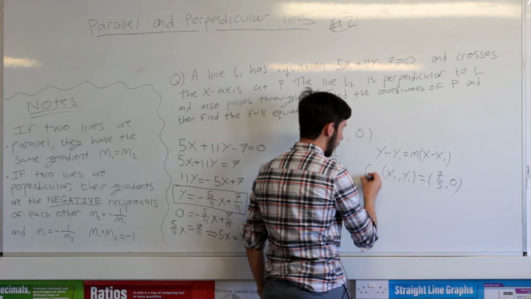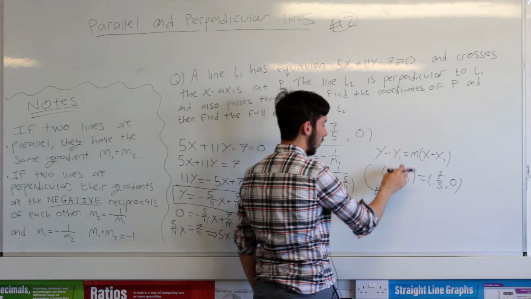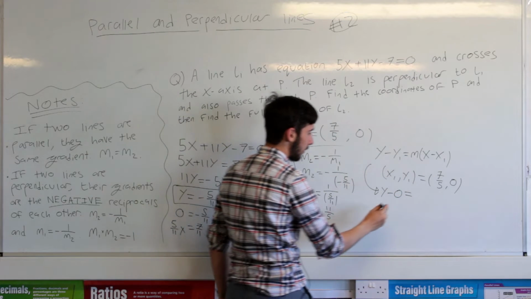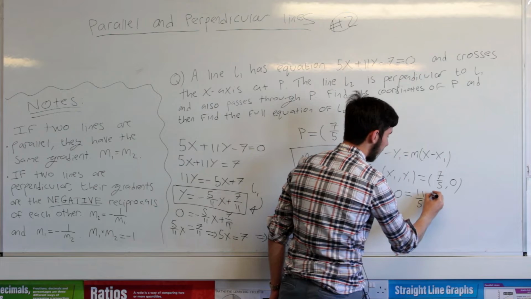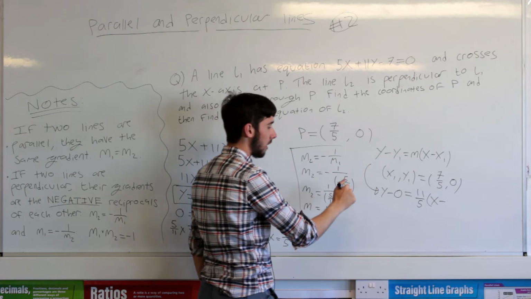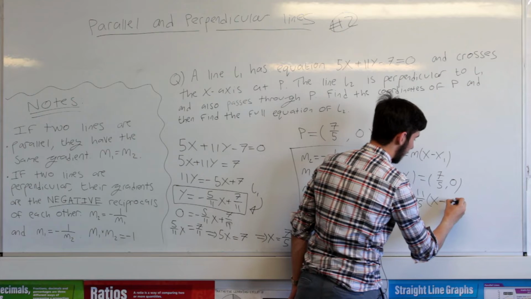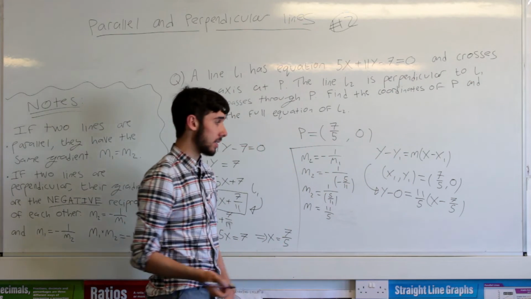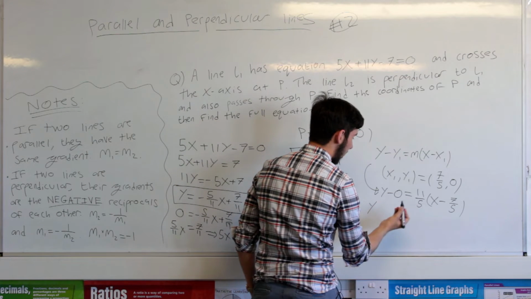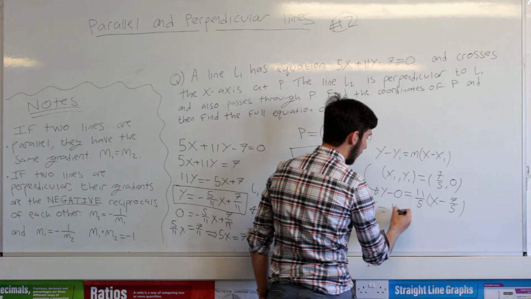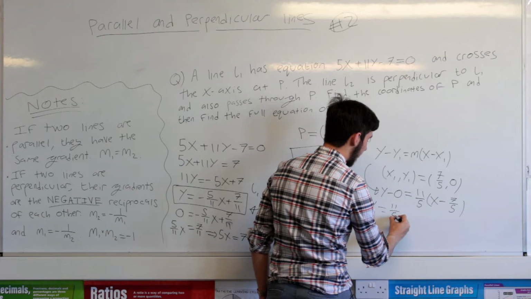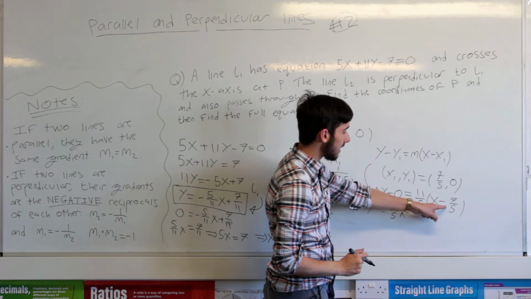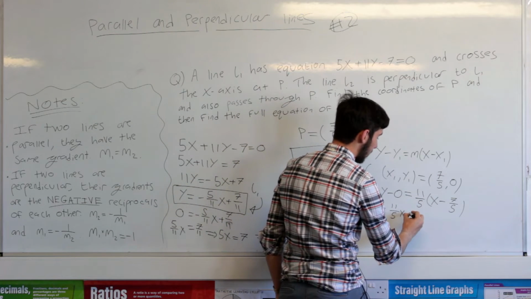So guys, just using this formula, y1 is 0, so y minus 0 is equal to m, which is 11/5, times x minus x1, and x1 is 7/5, just like that. And again, guys, we just need to simplify this, expand it out and whatnot. So y minus 0, that's just y, is equal to 11/5 times x, which is 11/5 x. And then 11/5 times minus 7/5, and it's a negative, so it's going to be a negative.